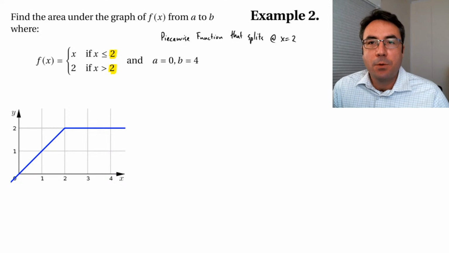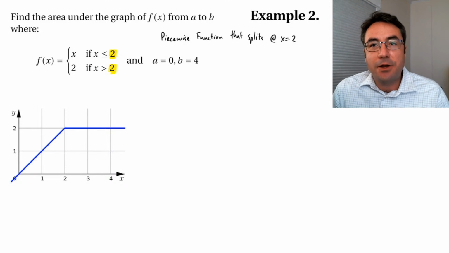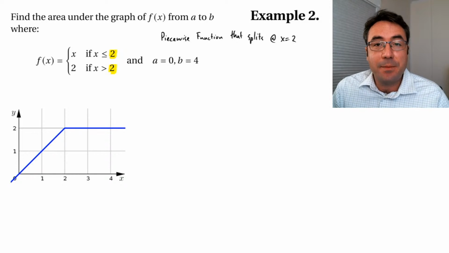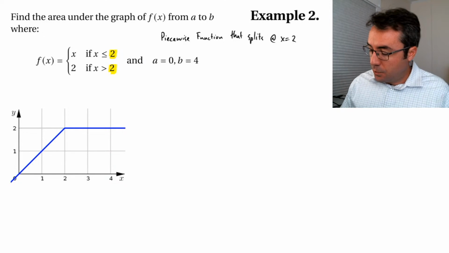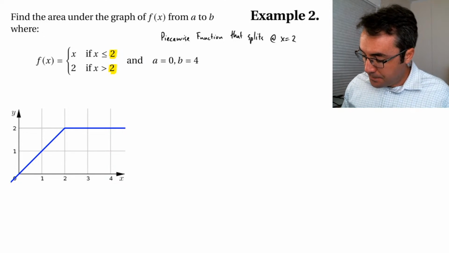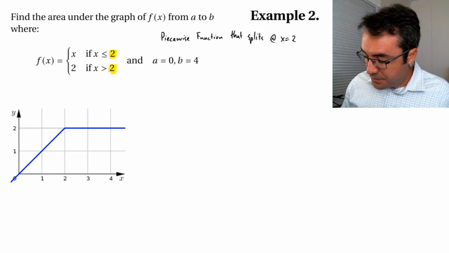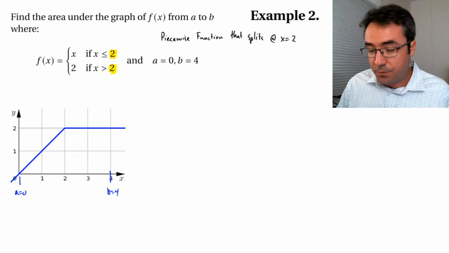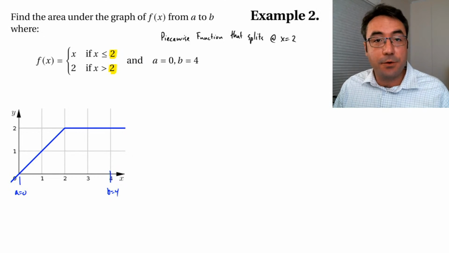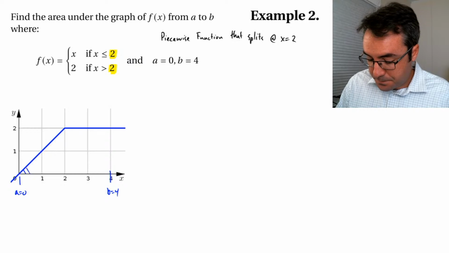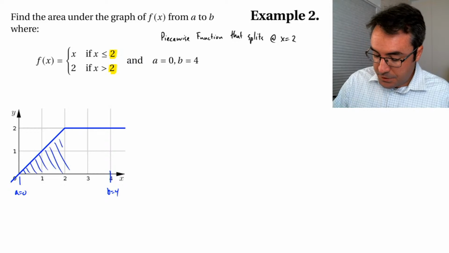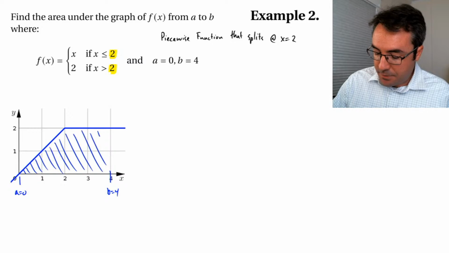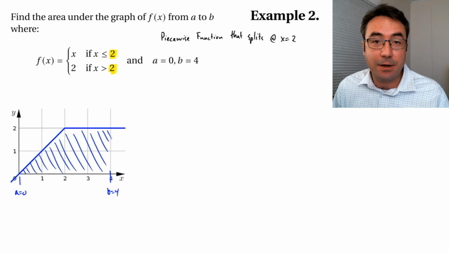All right, so what are we going to do in this problem? We want to find the area under the graph of this function f of x from a to b, where a is equal to 0 and b is equal to 4. So graphically, what we're attempting to do here is figure out the area starting at a equals 0 and going until b equals 4. We're trying to find the area under this curve. So let's just shade in the region that we're going to calculate the area of.